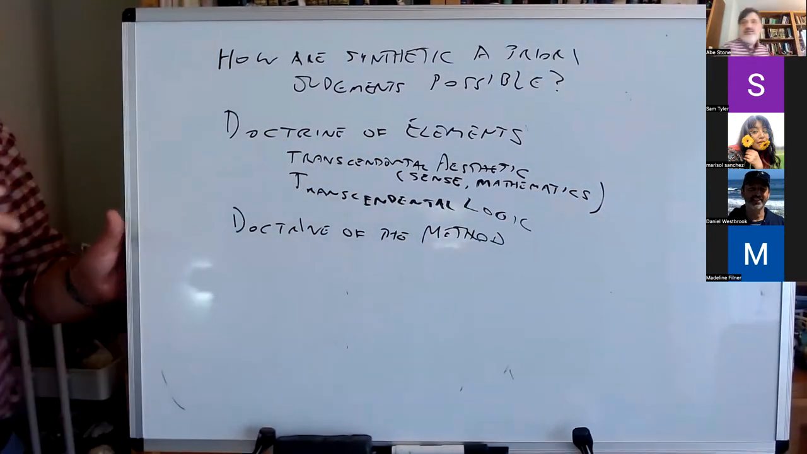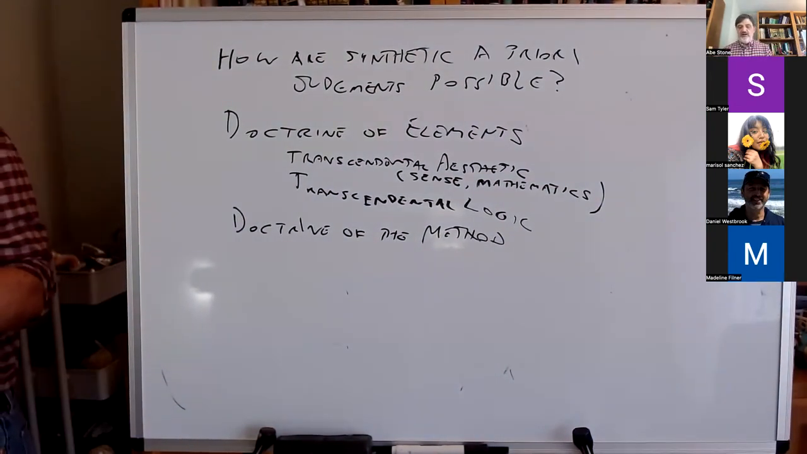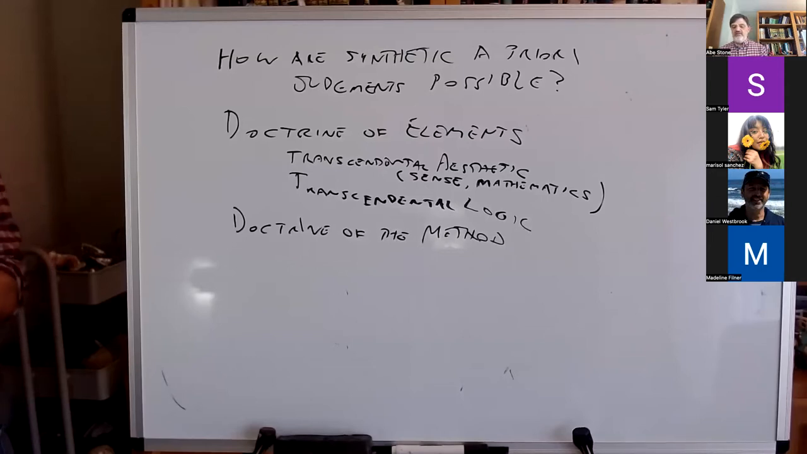So the transcendental aesthetic is about synthetic a priori judgments somehow based on sensibility, and it explains how synthetic a priori knowledge is possible in mathematics.